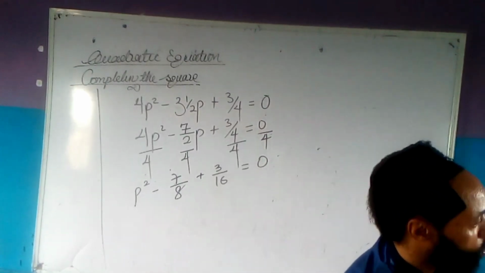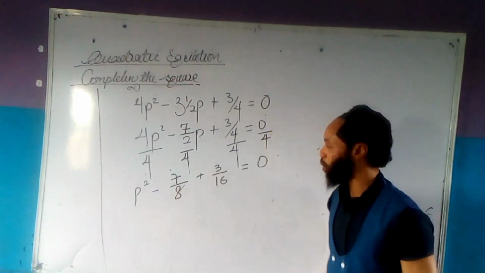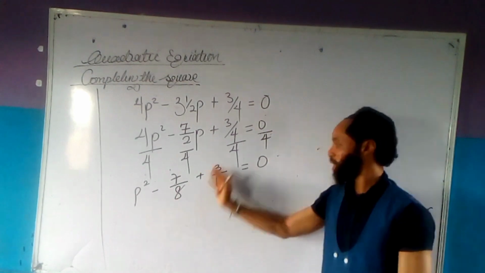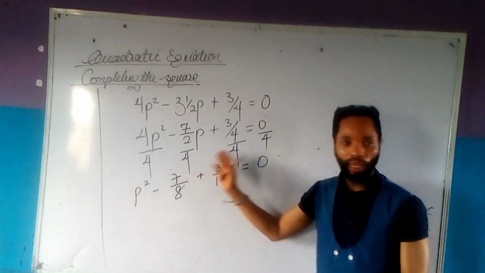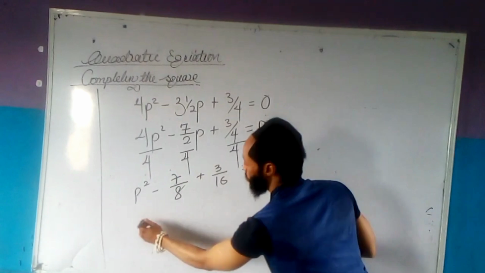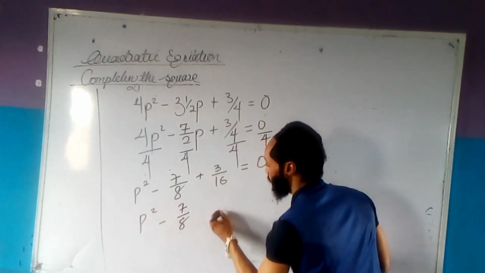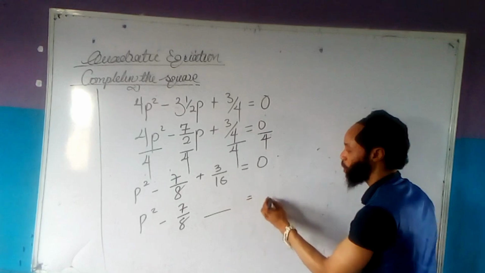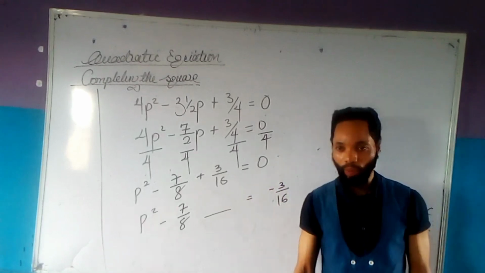This is the question we want to work with. Now, we are going to go to the next step by taking this to this side and keeping our space. Taking this to this side and keeping our action. Alright, so we're going to write our p squared negative 7 over 8. Keep a space here and take this number. What do we have here? Negative 3 over 16. Are we together?